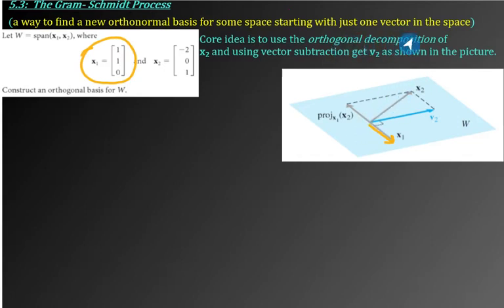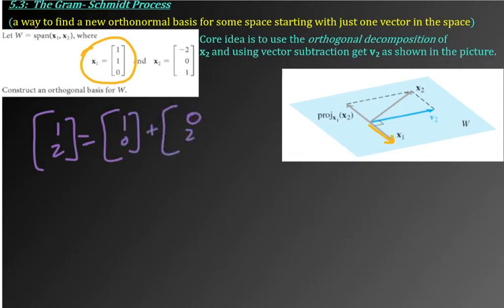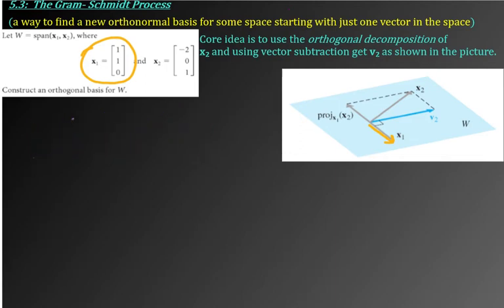Orthogonal decomposition says that any vector we have can be described as the sum of two perpendicular vectors. I know I said this in another video, but you can think of the vector 1, 2 as 1, 0 plus 0, 2. Any vector at all can be split up into a sum of perpendicular components like that.